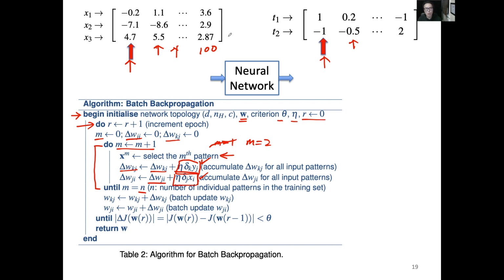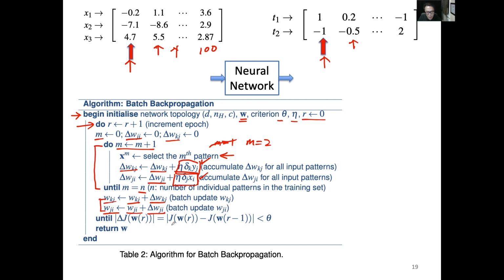After we go through all these samples, that means we have found the contribution delta k and delta j made by all the samples, and then we are going to add these two values into wkj and wji, and update the connection weights of wkj and wji. Right here we are going to update these two w using these two deltas.